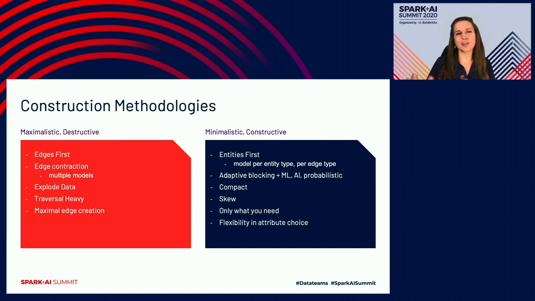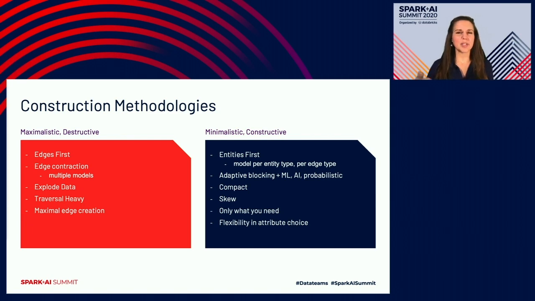For the minimalistic constructive approach, you're creating your entities first. It's much more compact. So if you have larger volumes of data, you're not loading things that you're going to destroy into any kind of graph structure or saving those things. You're eliminating them from your pipeline as early as possible. You will be creating a lot of skew that you will have to compensate for. You will be creating only what you think you need, right? Which could be great, or it could cause you to miss some of the relationships that are present in the data.